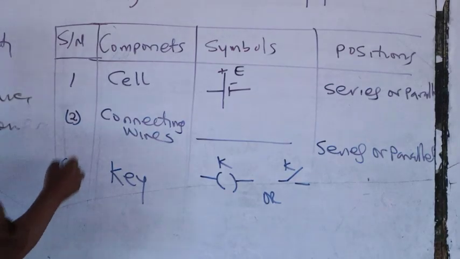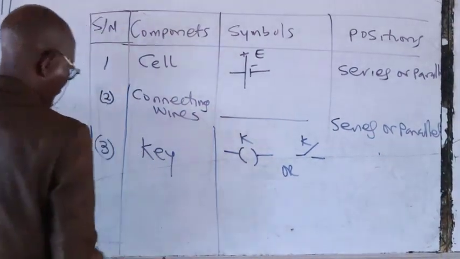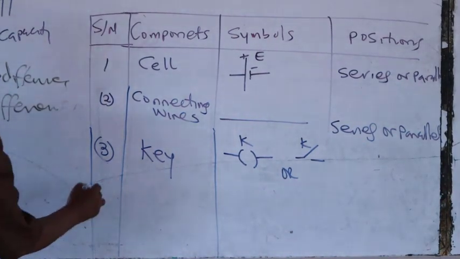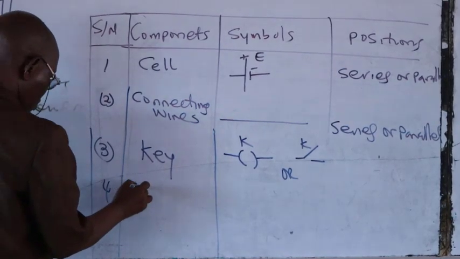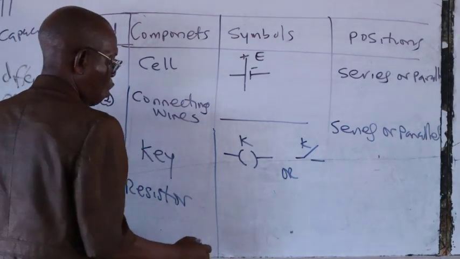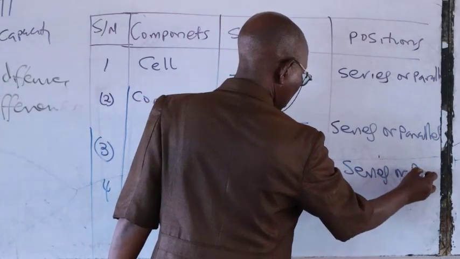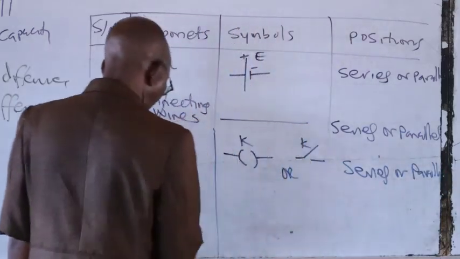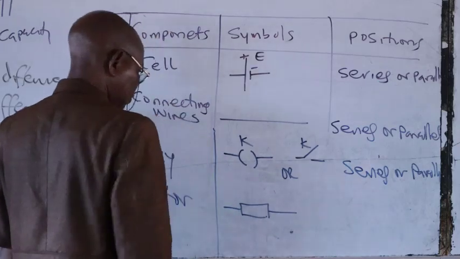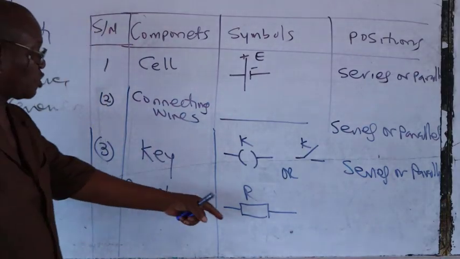Key. Then number 4, component you meet in the circuit aside from these are resistors. You have resistors. Number 4. A resistor, like the key, can also be in series or parallel. That's its position with others. Now resistor has the symbol of this. This is the computer symbol. This has an old symbol.